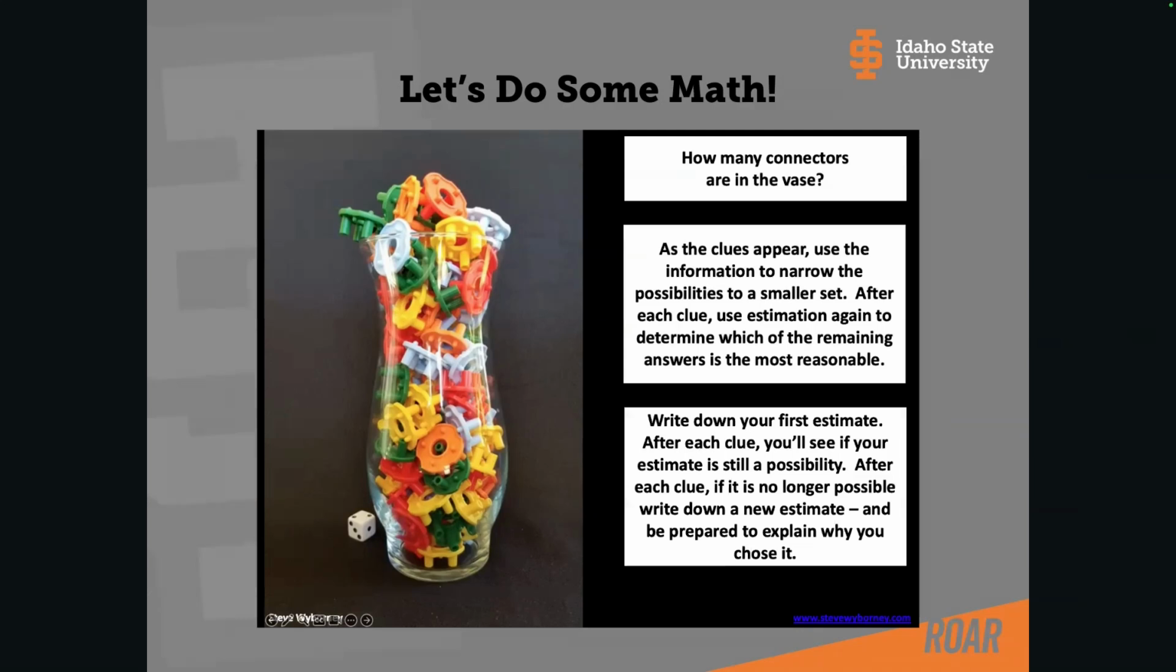So I want you to write down your first estimate, which you guys already did. After each clue, you'll see if your estimate is still a possibility. And after each clue, if it's no longer a possibility, write down a new estimate. You can just write that down. If you want to throw it in the chat, you're fine, but you could just write it down. Be prepared to explain why you chose your estimate.